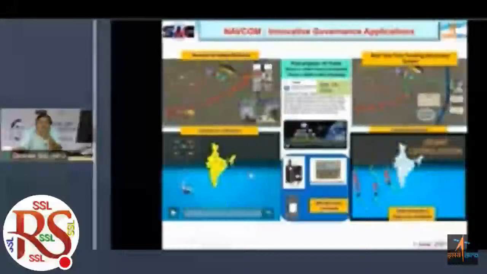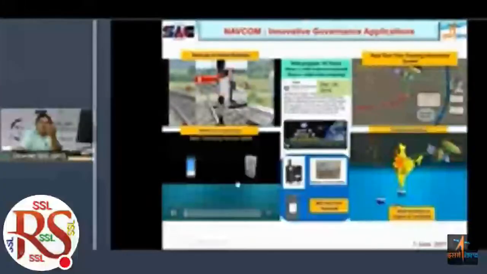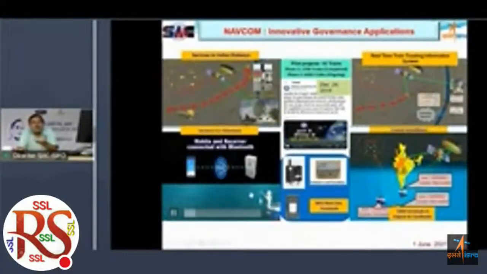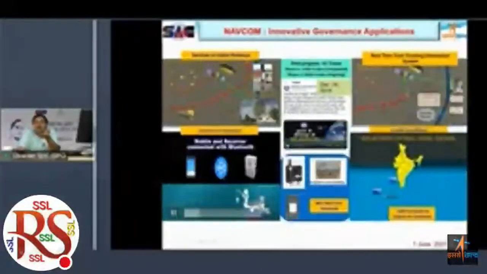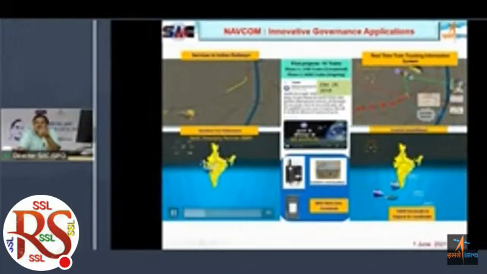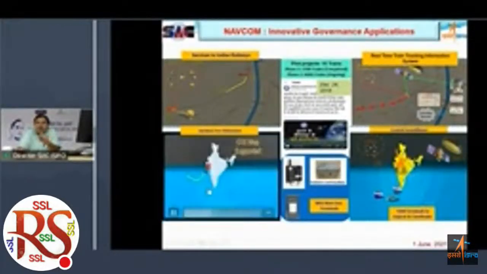Then we have our fishermen going into the deep sea for fishing. We will give them a NAVIC receiver, and they will carry a mobile phone, but that mobile phone is generally useless. It will work only in the coastal area. So when they carry this, they will get all the information from the satellite in real time in their native language, whether it is Gujarati or Malayalam or Tamil.